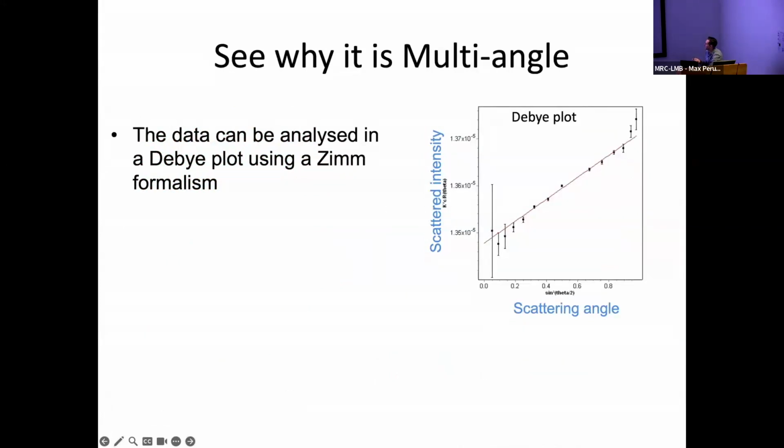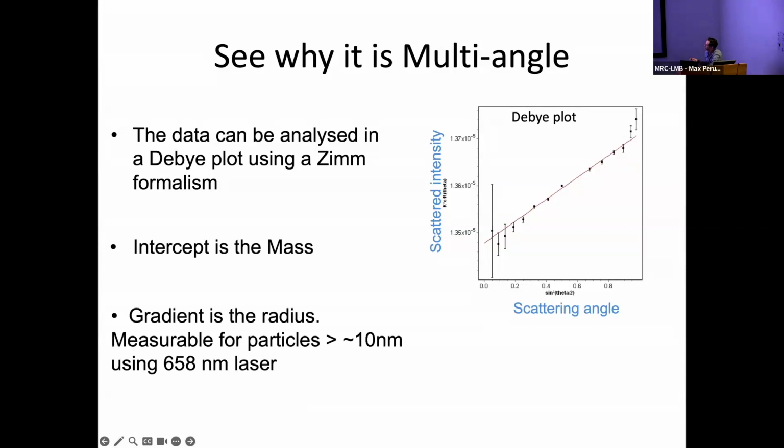So let's simplify this. We've got these 18 scattering angles, and we've got the scattered intensity. We can plot that for a single point. If we extrapolate this line back to 0, so we've got 0 concentration at the 0 angle, that gets a direct measurement of the molecular weight. So the intercept is the mass, and then this gradient, providing that we're over 10 nanometers, will actually give us a measure of the size of the particle, which is often useful.